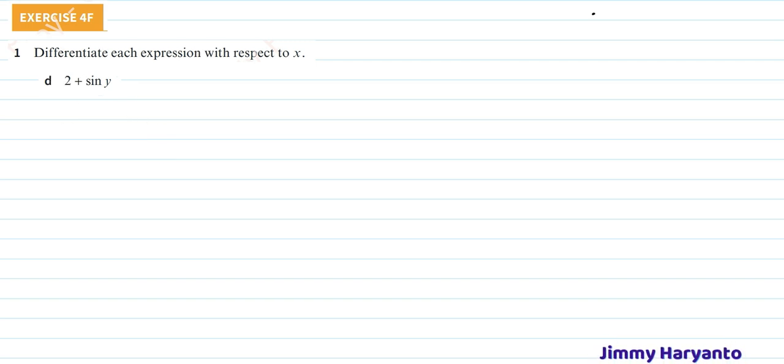Then the next is d. For the d, this one will become 0. You don't have to write down anything because it's 0. The sin y will become cos y, but you have to write down dy dx after the cos y.